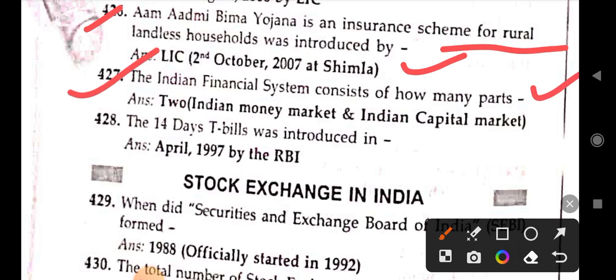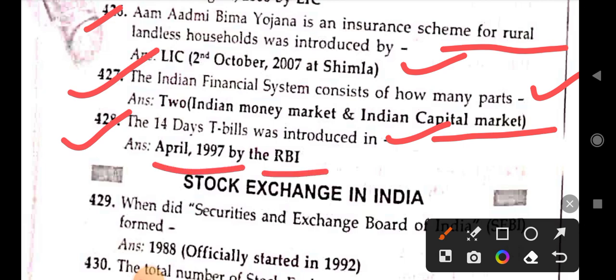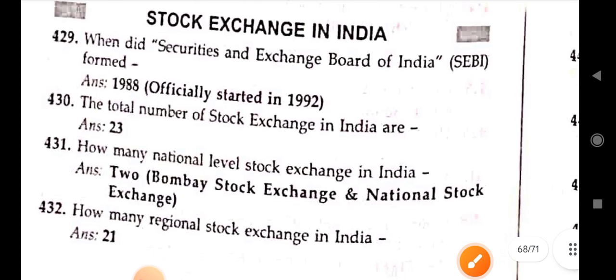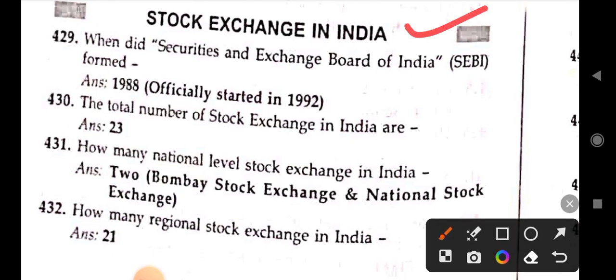The Indian financial system consists of how many parts? Two parts: Indian money market and Indian capital market. Next, the 14-day T-bills were introduced in April 1997 by RBI. Next, Stock Exchanges of India. The Securities and Exchange Board of India (SEBI) was founded in 1988 and officially started in 1992.